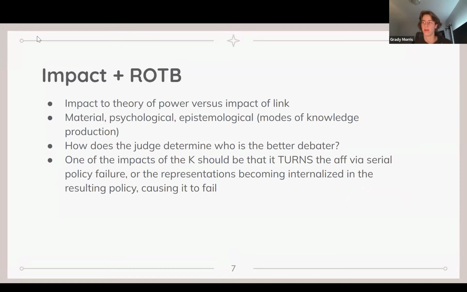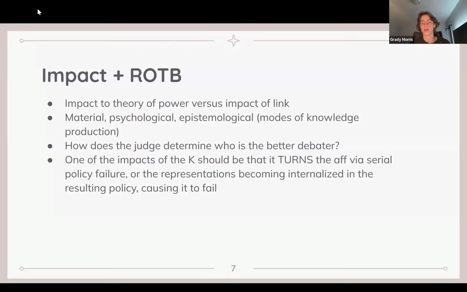So an impact to a theory of power, if we take the example of something like the Cap K, would say that capitalism causes extinction via infinite accumulation, which then results in climate change. Or it could be that capitalism causes war due to competition between countries. That is the impact to the theory of power itself, i.e. the theory of power that capitalism, or the root cause of capitalism, is accumulation.